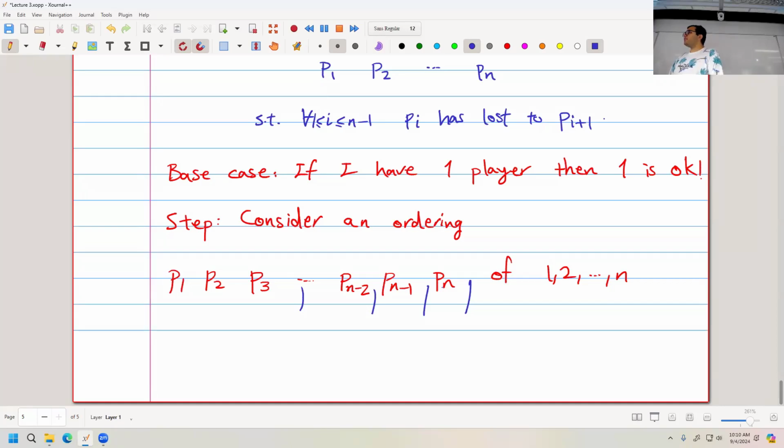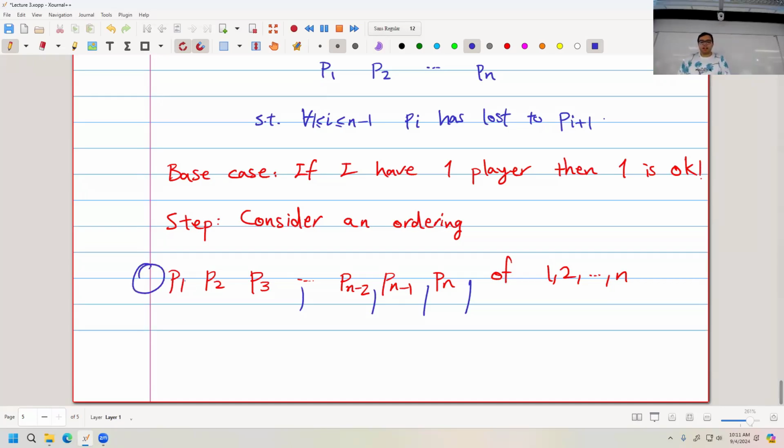But let's say that I didn't find anywhere to insert this new player. This means that the new player that I wanted to insert has actually lost to everyone else. Right? But if that's the case, then I can just add them at the beginning.